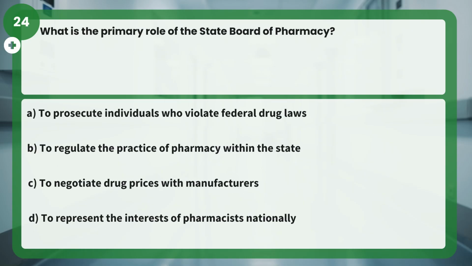Question 24. What is the primary role of the State Board of Pharmacy? A. To prosecute individuals who violate federal drug laws. B. To regulate the practice of pharmacy within the state. C. To negotiate drug prices with manufacturers. D. To represent the interests of pharmacists nationally.